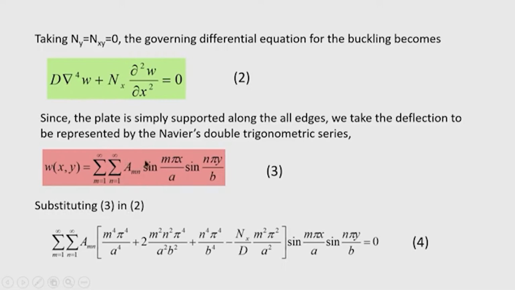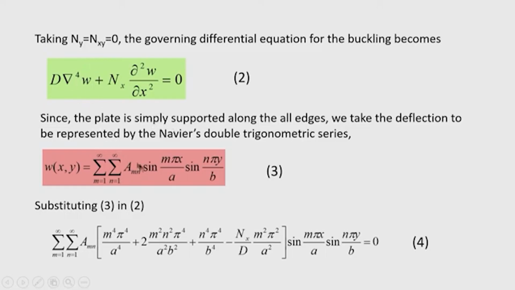If we substitute this equation into equation 2, first del 4 W has to be expanded. If you expand it, you will find it consists of 3 terms. One is del 4 W by del x 4, second term is 2 into del 4 W by del x square del y square, and third term is del 4 W by del y to the power 4.